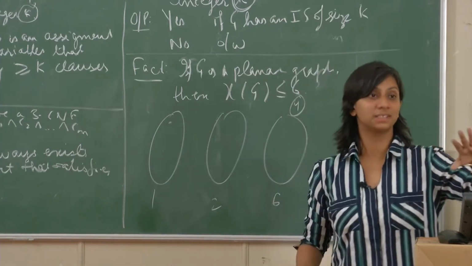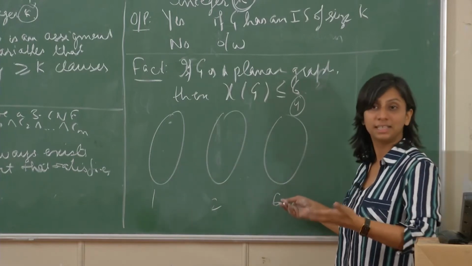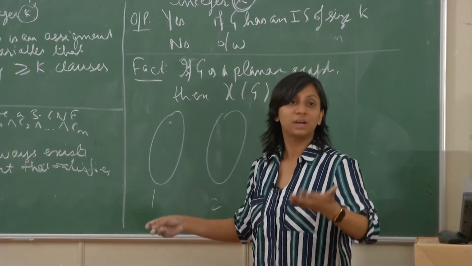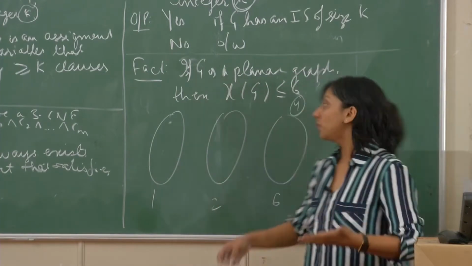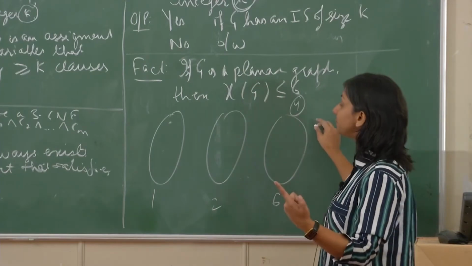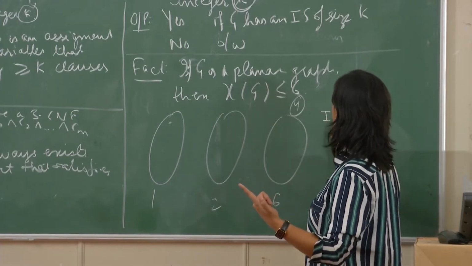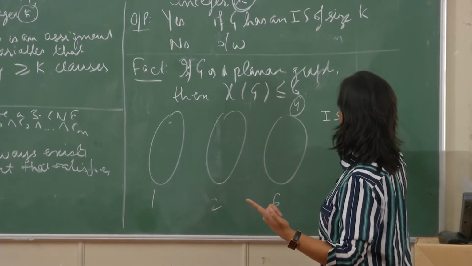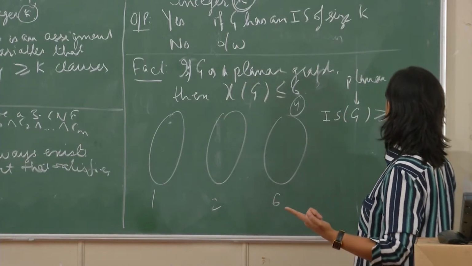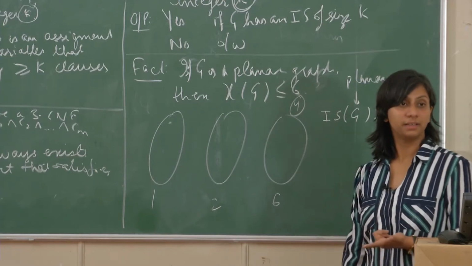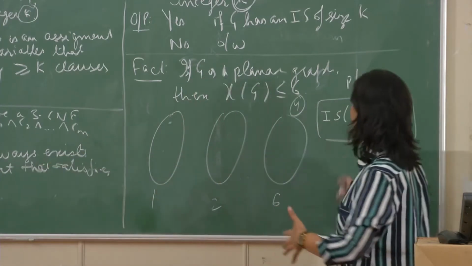Okay, n by 6, right? Pigeonholing. There are n vertices, divided into six classes. Of course, one of the classes has to have at least n by 6 vertices, and each color class is an independent set. So if G is a planar graph, then G always has an independent set of size at least n by 6. Right?